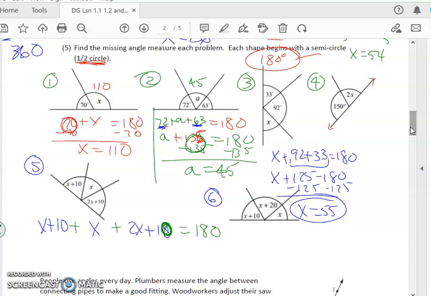So we have x and x and 2x, that's 4 x's, plus a 10 and a 10, which is 20, is equal to 180. Take away the 20 from both sides. If I subtract 20 from both sides, I get 4x equals 160. And then if I divide both sides by 4, I get x is 40, which is the final answer for this problem. x is 40. So again, I'm going to leave problem 6 for you to work on.